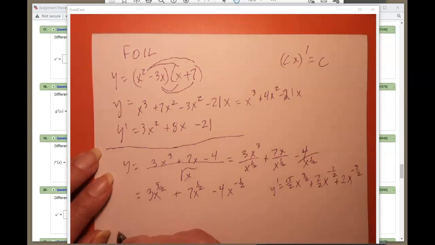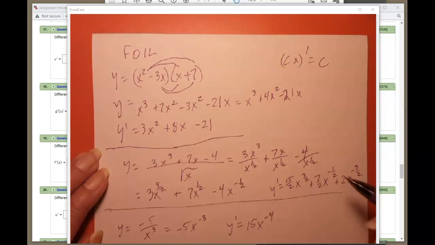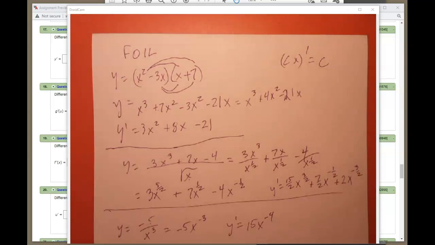Now remember, if I have something like y is equal to negative 5 over x cubed, this is rewriting this as negative 5x to the negative 3. So y prime would be 15x to the negative 4. Just remember, you've got enough examples now. You should be able to figure out what you need in order to get these correct.